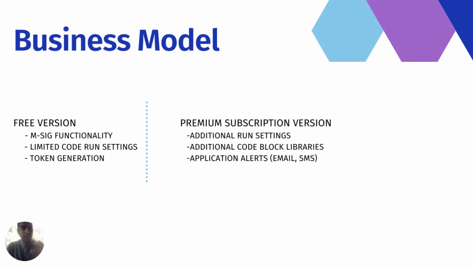So the business model that we're looking at is starting out with a free version, which incorporates MSIG functionality, limited code run settings to keep it robust and simple, as well as token generation, so you can generate your tokens with these, as well as a premium subscription service, which adds additional run settings and code block libraries, as well as alerts.